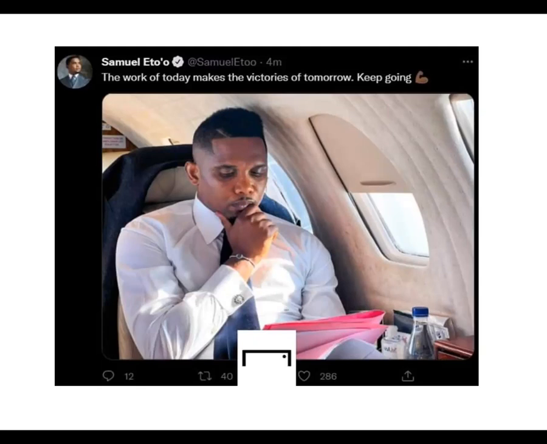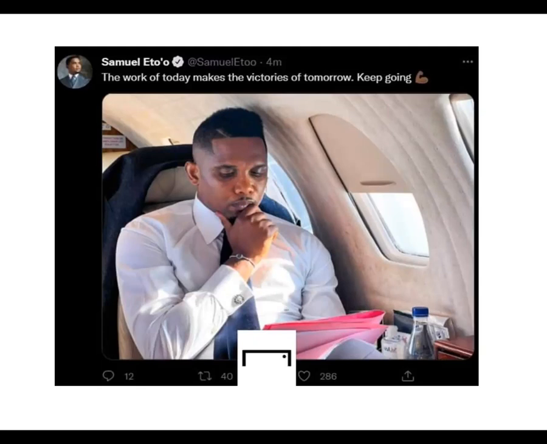Samuel Eto'o is telling us that the work of today, what you are doing right now, will bring the victories tomorrow. Whoever wants to be victorious will have to start from somewhere. And it is not only us as traders. We are new to this market. We are now trying to know the market. So it won't be easy for anybody. You just have to keep going, because what you are trying to learn today will make the victories tomorrow.